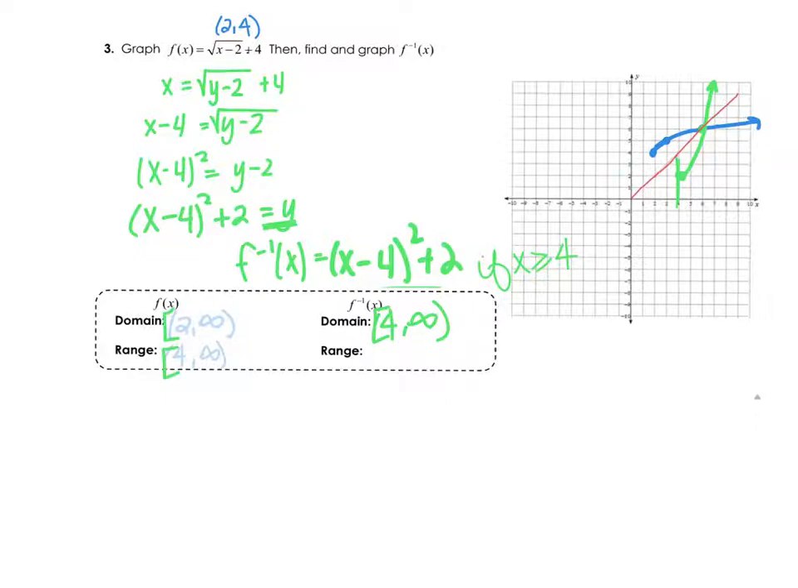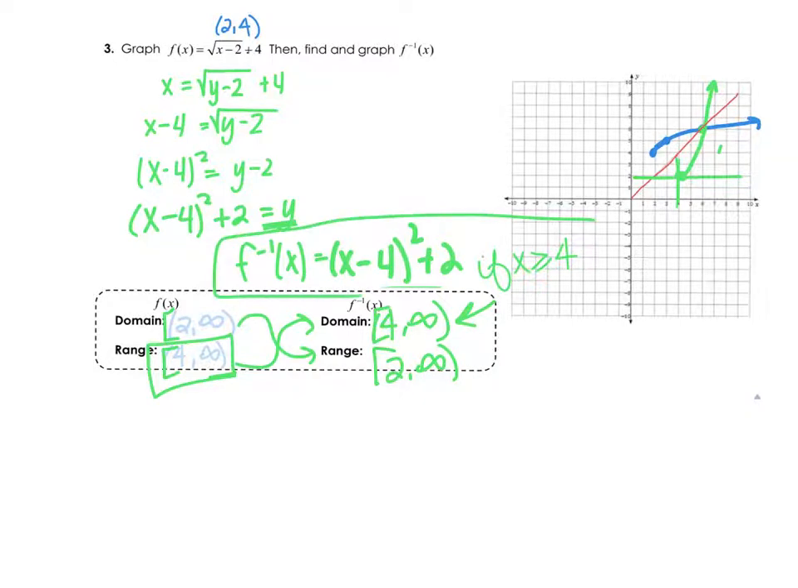My range starts at 2 and goes up. So my range is from 2 to infinity. Do you notice something? My x's and y's get switched. That means my domain and range get switched. So there is your hint there. If your range in your original function is 4 to infinity, that's going to be your domain restriction in your inverse. So this is your final answer for this.